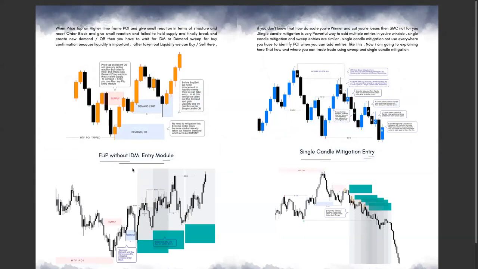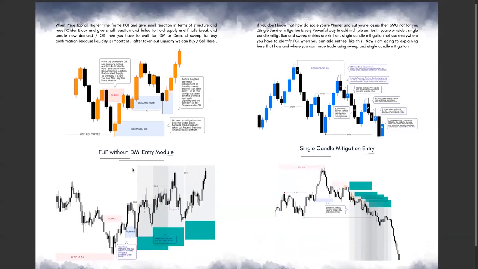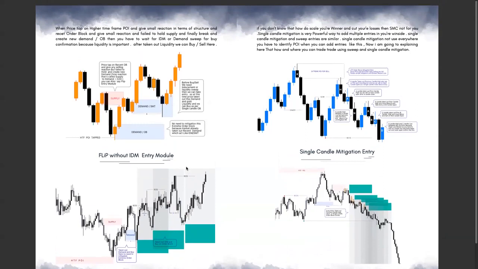Okay. So this one, sorry, flip without inducement, single candle mitigation entry. So same thing is here. Without inducement entry, the market needs a liquidity sweep, a previous structure sweep. That's called a without inducement entry.